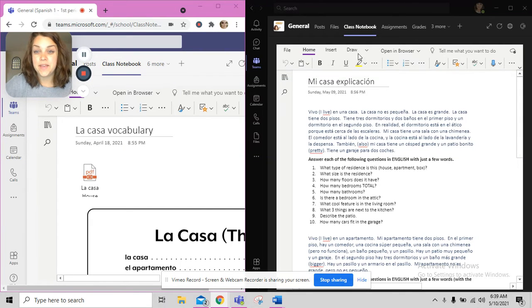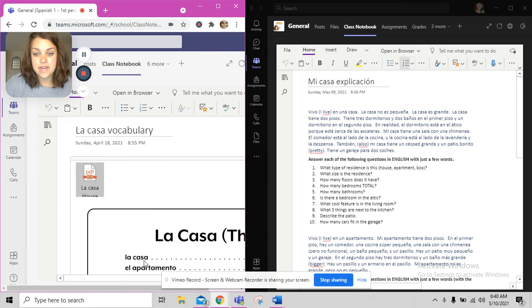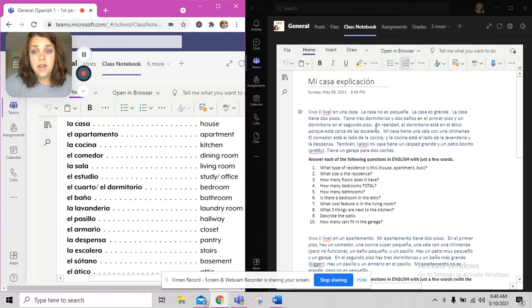Alright guys, so I have my assignment open over here on the right, and then I have another window open with my vocabulary, so that I don't have to pop back and forth between the two. I have Teams open on the side, and then I have my web browser open with Teams open as well. So I have Teams open in two different spots, which is easier than going back and forth between two different class notebook pages.